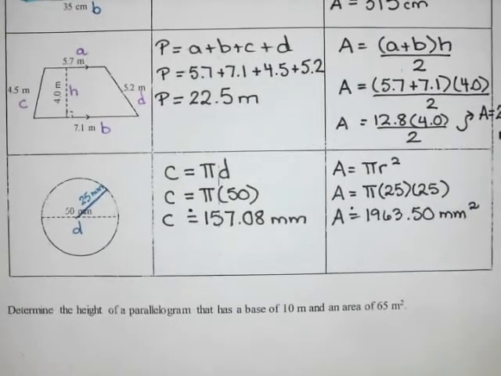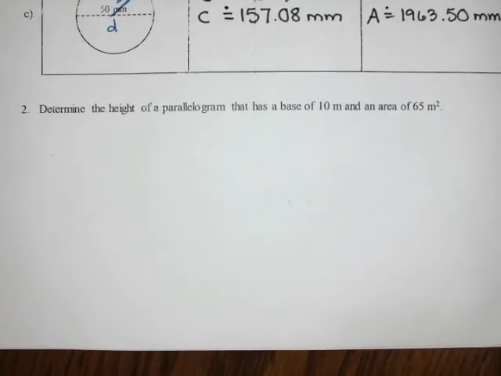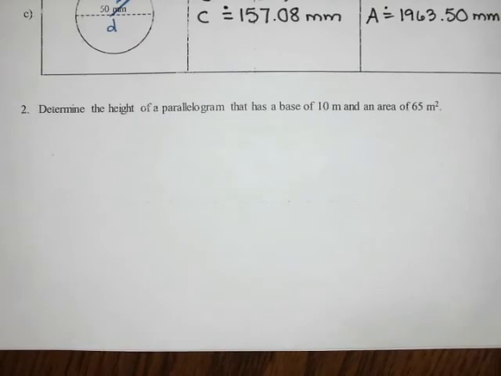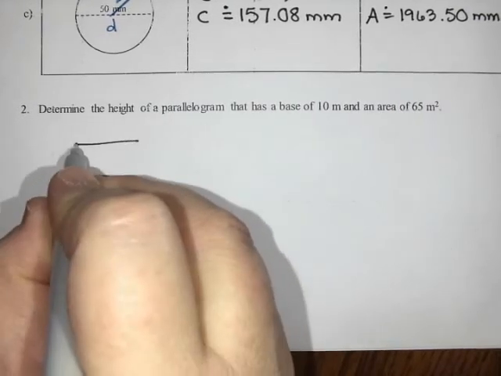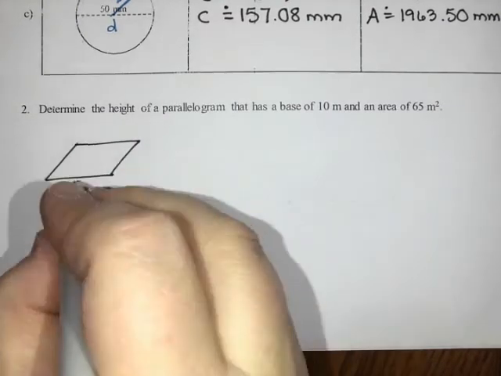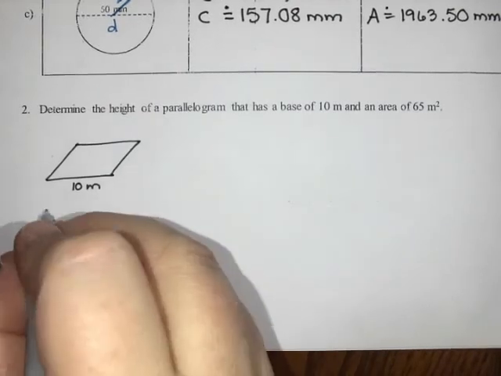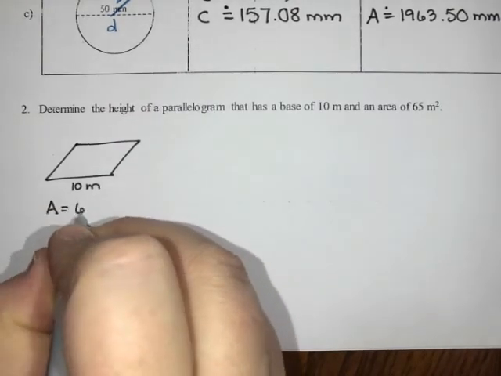All right, there is one last question on this sheet. And it is a little bit of problem solving. It says determine the height of a parallelogram that has a base of 10 meters and an area of 65 meters squared. So sometimes I like to just draw myself a little picture of what this looks like. So here's my parallelogram. It says it has a base of 10 meters. That should be the part on the bottom. It has an area of 65 meters squared.